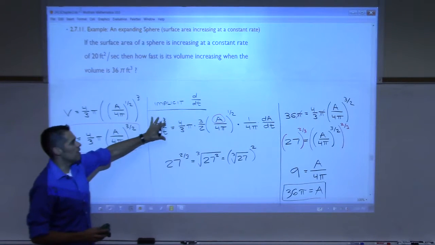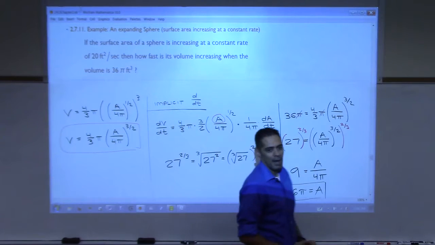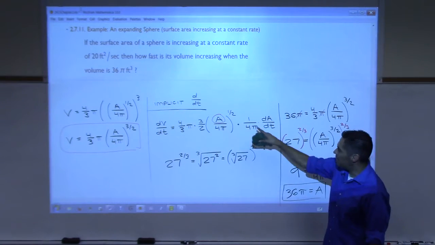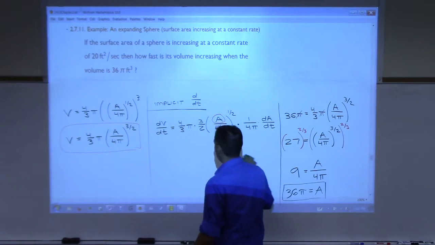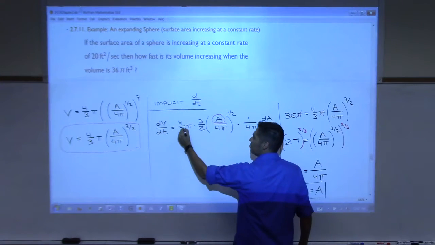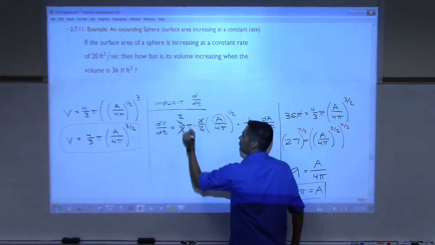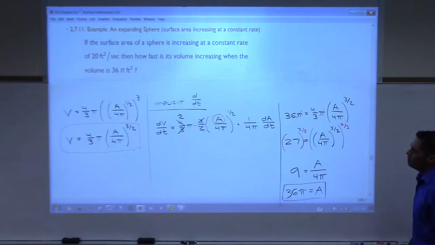All right, here's where we were, right? I circled this in red because I didn't know what it was. Now I know what it is, right? It's 36 pi. So I'm going to come back to this and I'm going to solve. I'm also going to cancel these 3's. And this 2 and this 4 are going to become a 2. Is that all right? All right, let's plug in.